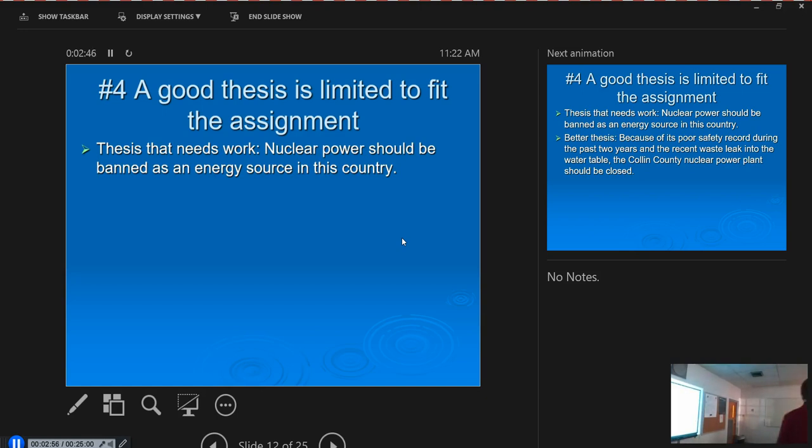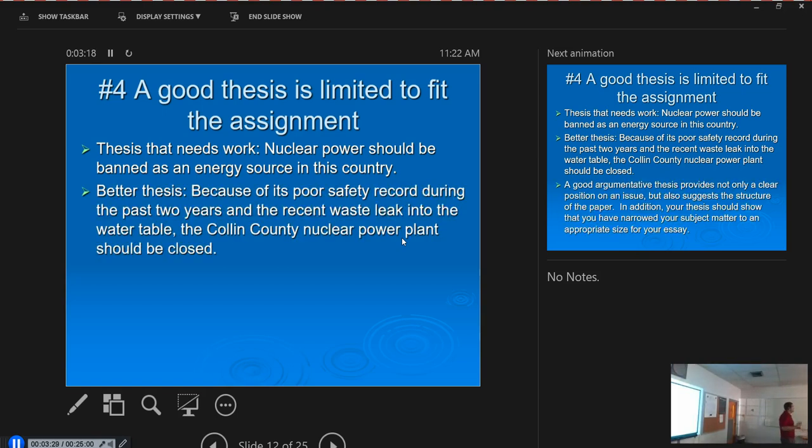Okay, a good thesis is limited to fit the scope of the assignment. So here's a thesis that needs work. Nuclear power should be banned as an energy source in this country. It's a pretty broad topic. In a 3 to 5 page paper, it would probably be pretty hard in such a short essay to be specific about this. Okay? So, we need to narrow our focus to fit the assignment.